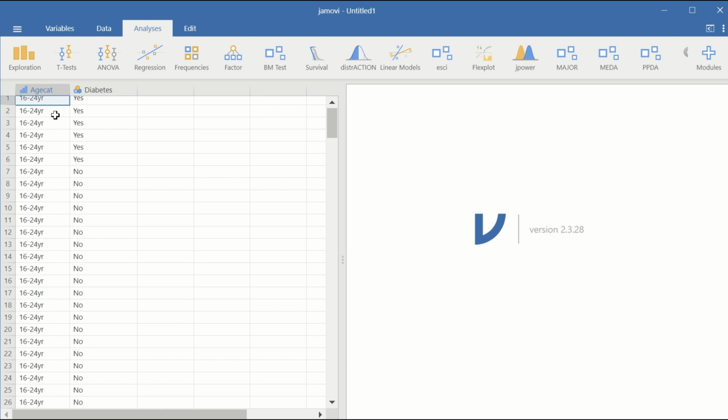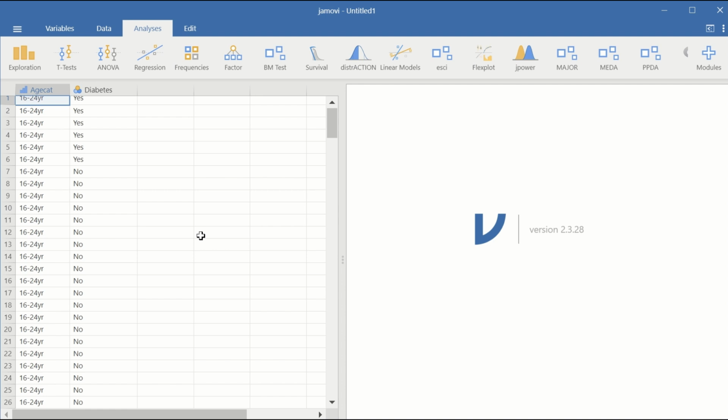To find out whether there is an association or relationship between the age category and diabetes, and whether this predictor, the age category, can predict the possibility of getting diabetes, so that variation in the outcome can be explained by the age categories, binary logistic regression can be used, as the outcome, diabetes, is binary and the predictor is ordinal.